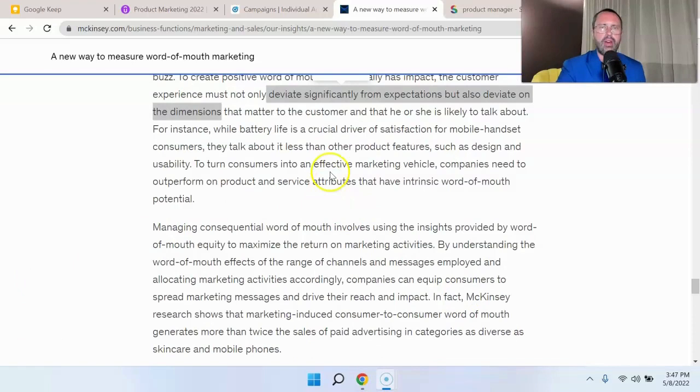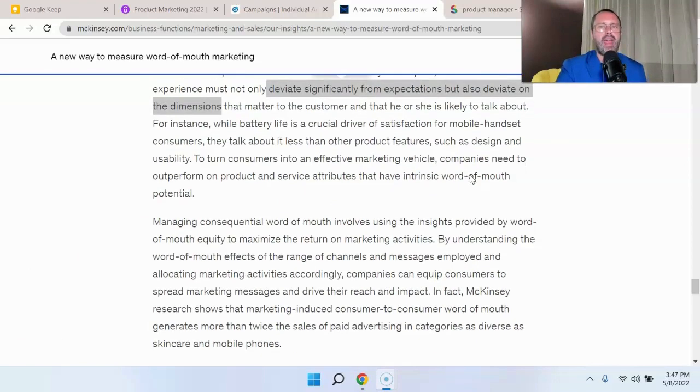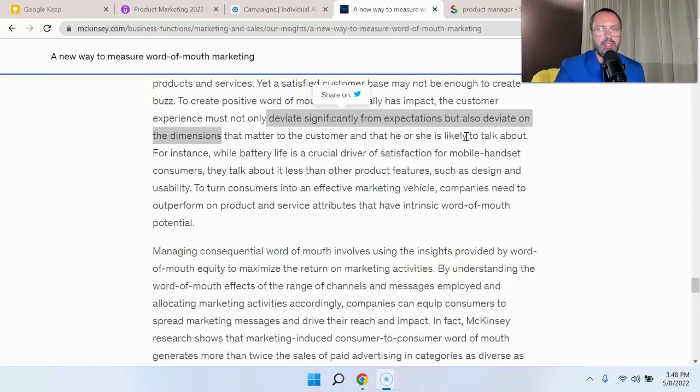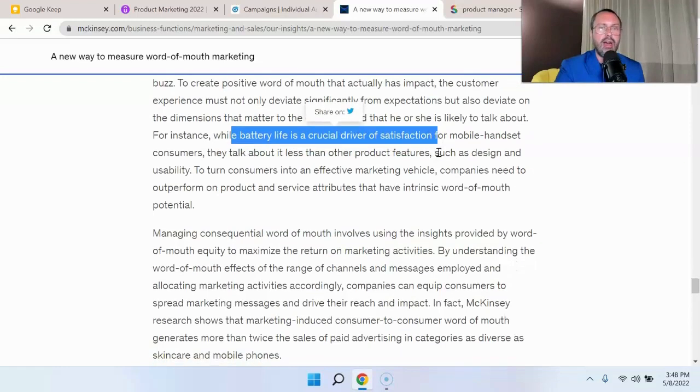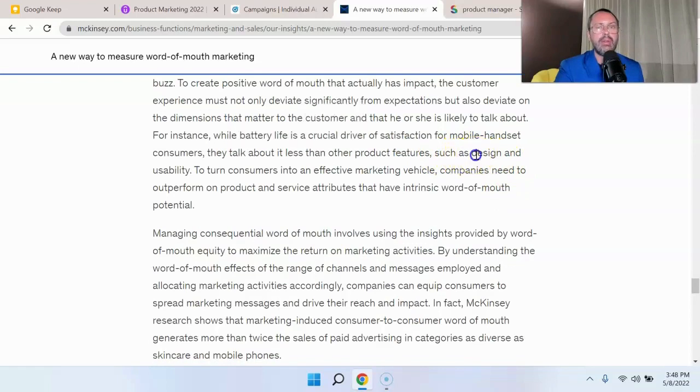So in terms of product attributes, the ones that people are really going to talk about are going to be those that deviate significantly from expectations. But it's not just whether that deviation exists, whether it was an overly positive or exaggeratedly negative experience, but it's also, are those dimensions things that people want to talk about? For example, battery life is a crucial driver of satisfaction, but it's not necessarily what people are going to talk about. They may be more likely to talk about design or usability.